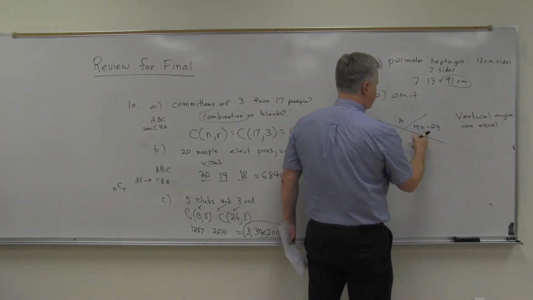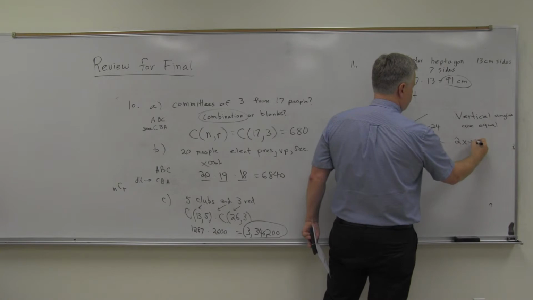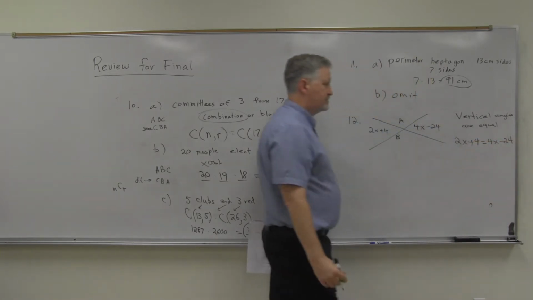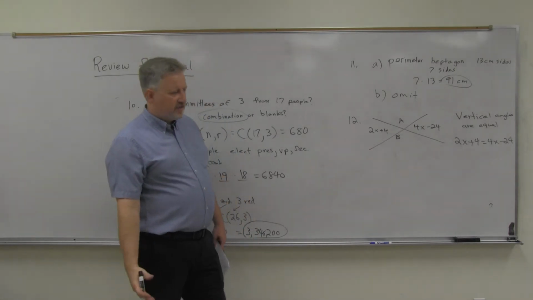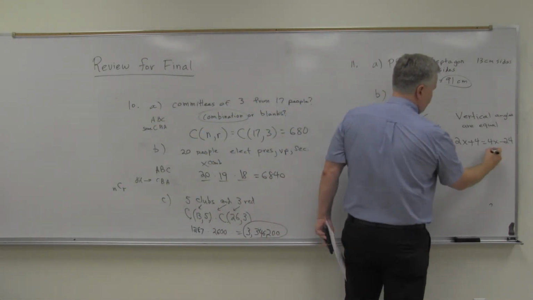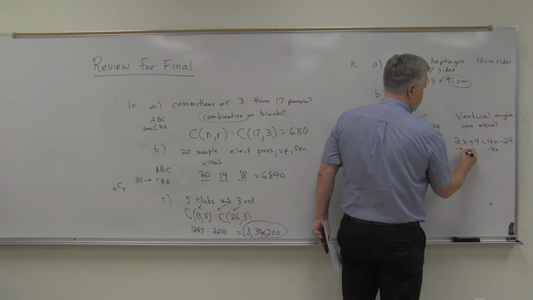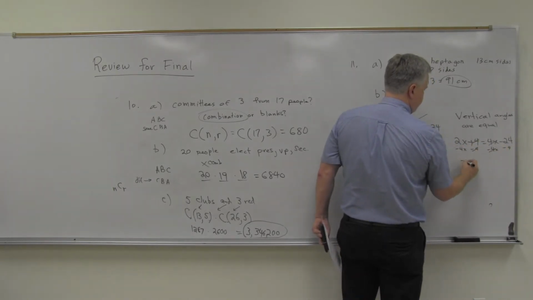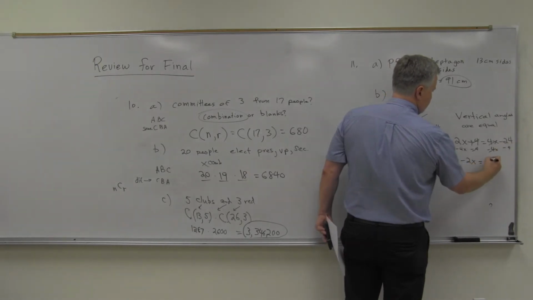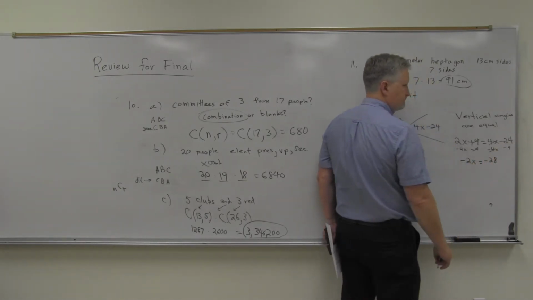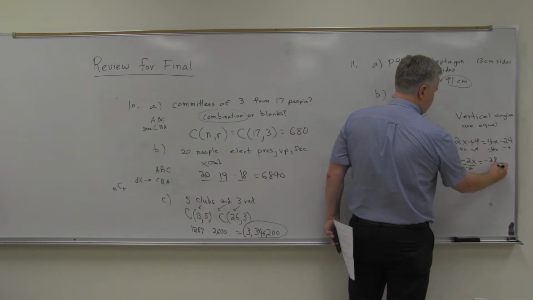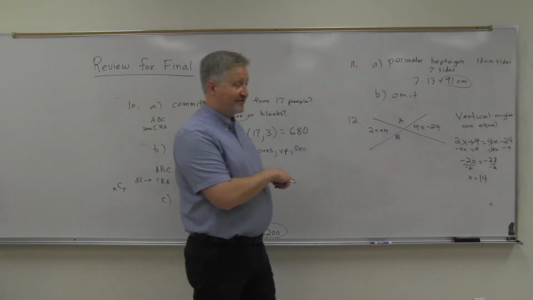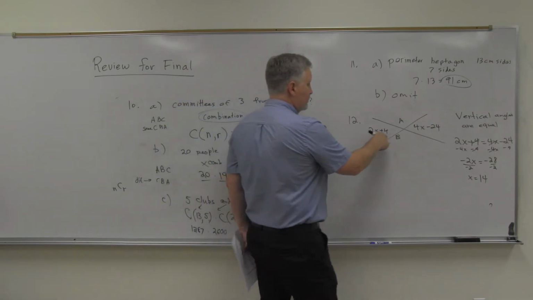So we've got 2x plus 4 equals 4x minus 24. That sets up our equation. We can solve that for x however you want to. I'll subtract 4x, and then subtract 4, gets rid of that, gets rid of that. So we've got negative 2x equals negative 28, right? Divided by negative 2, so x is 14. But that's not the answer, because the angle is 2x plus 4.